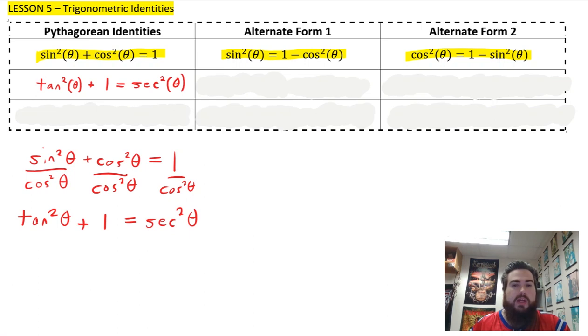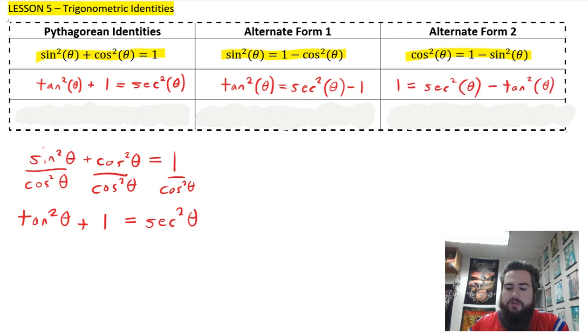And just like with the other alternate forms from sine squared plus cosine squared equals 1, we can come up with other versions of this same identity by moving one term over to the right side. If I move the 1 over to the right side, I will get tangent squared equals secant squared minus 1. Or if I instead move tangent over to the right, I will get 1 equals secant squared minus tangent squared. Again, these alternate forms are not other equations that you should memorize. However, it is good to be familiar that these equations can be maneuvered.